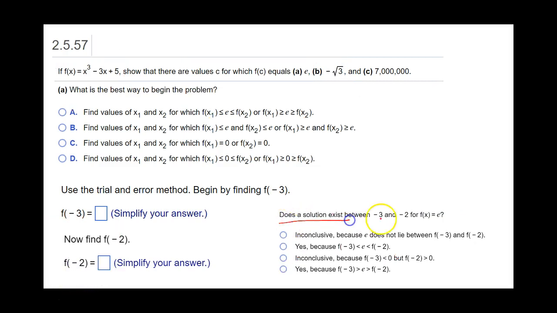Does a solution exist between negative 3 and negative 2 for f of x equal to E? Our answer is yes. And the reasoning is because the f of negative 3 was smaller, this was a negative 13, and the f of negative 2 was 3. So E falls in between those. So by the Intermediate Value Theorem, we're guaranteed that somewhere between negative 2 and negative 3, you can plug that into your function and get an E out.